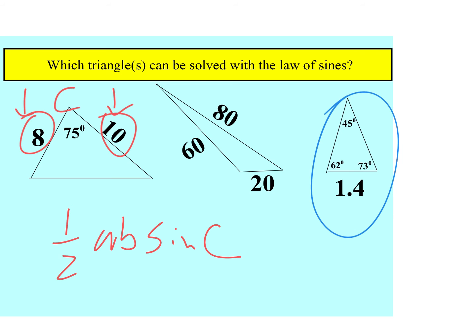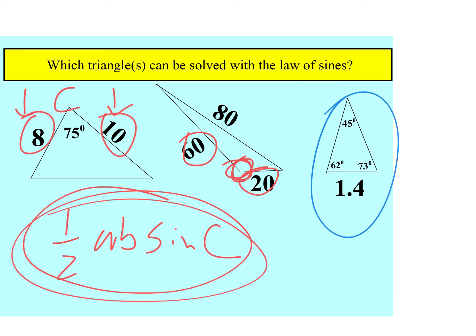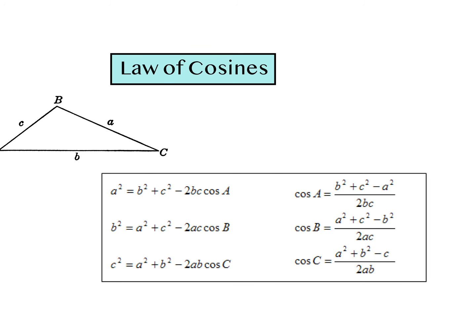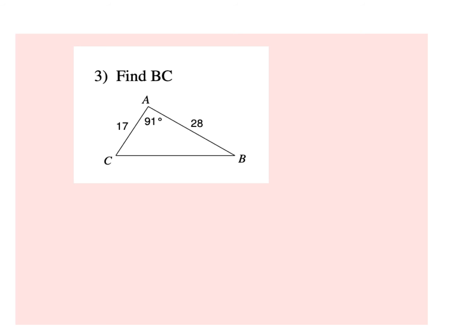Could you find enough info on the other ones to eventually do that? Yeah, because you could figure out this angle here, for instance, and then you'd have a side angle side situation. And you could do that with the law of cosines. So with the law of cosines and this area formula, you could find the area of a triangle. Okay. Cool. Let's go to this pink page.